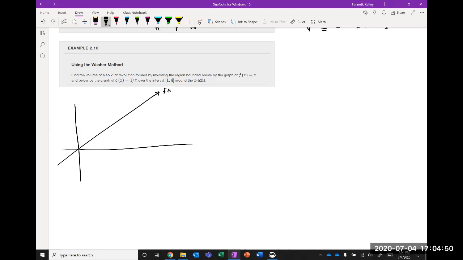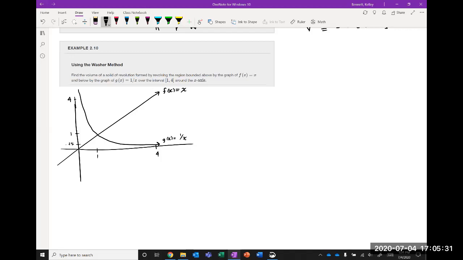So we can let f of x equal x. So now you can be 4. And then we have our other function here, and it's going asymptotically to 0. So this is g of x equals 1 over x. So it should be like 1/4 here. And this is where they intersect, which is at the point 1, 1.